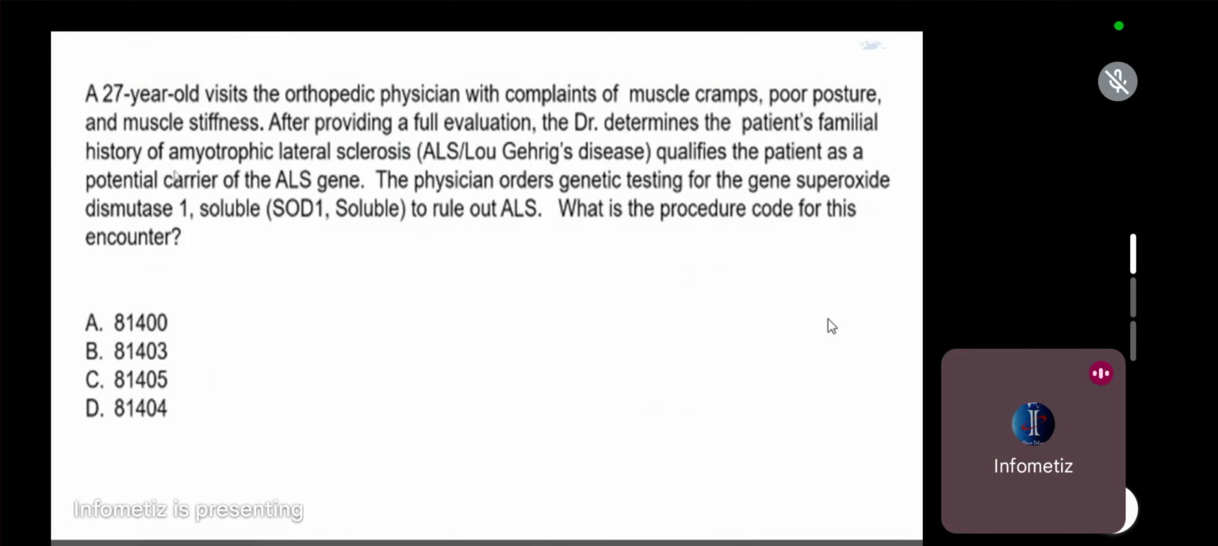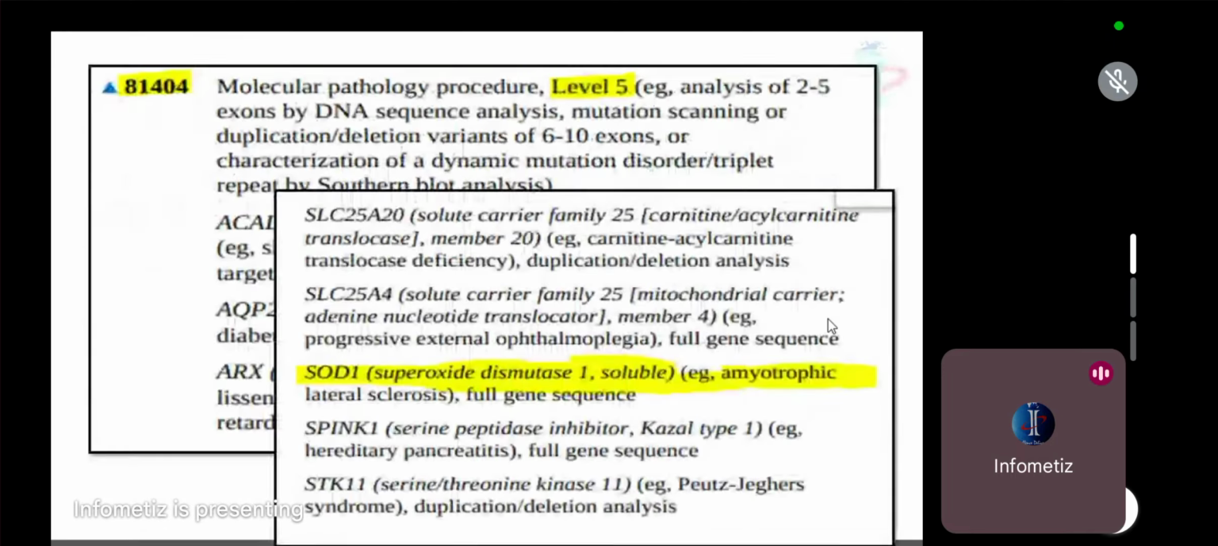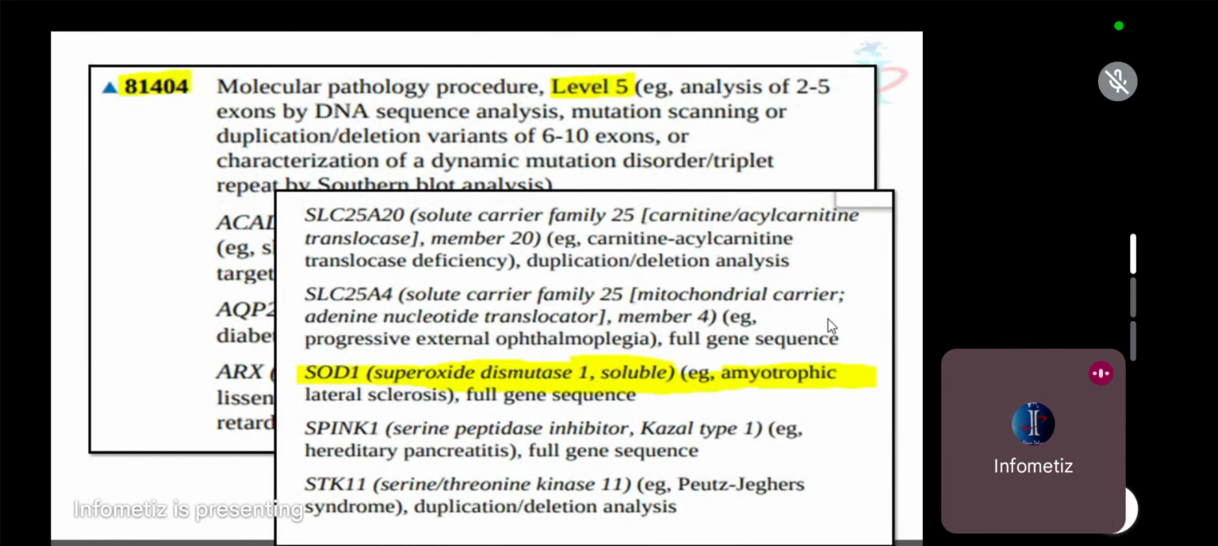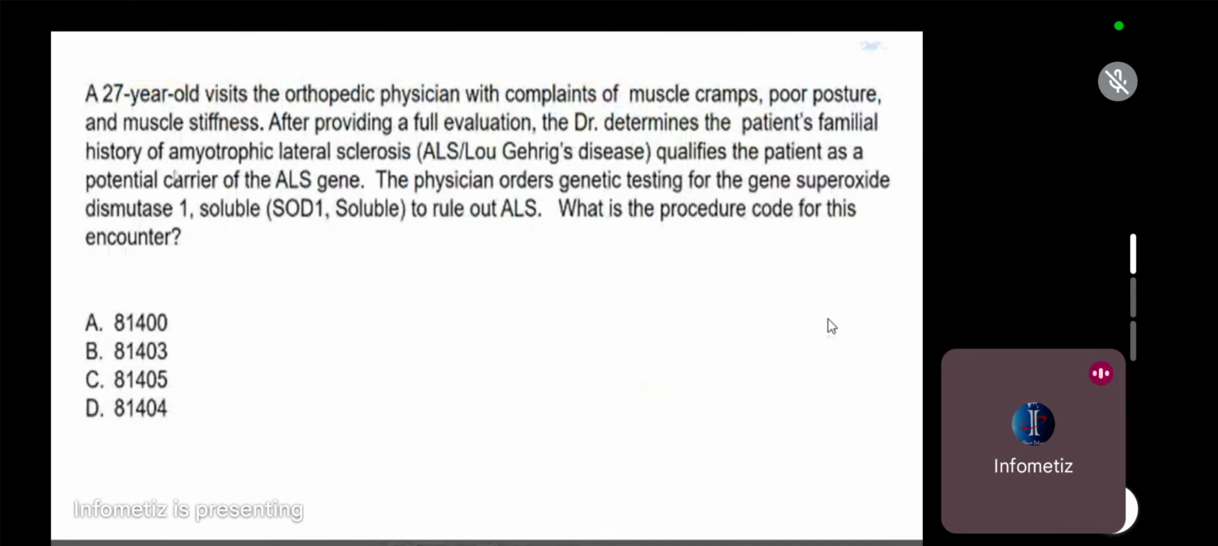So 81400, 403, 404, 405. You will find SOD1 in 404. That's all. Direct question. See, SOD1 soluble in the question, same thing in the description. If you are getting any question from the molecular pathology, do it this way.